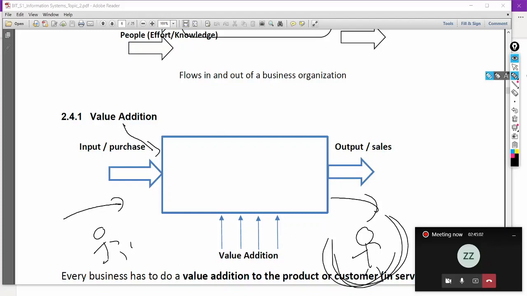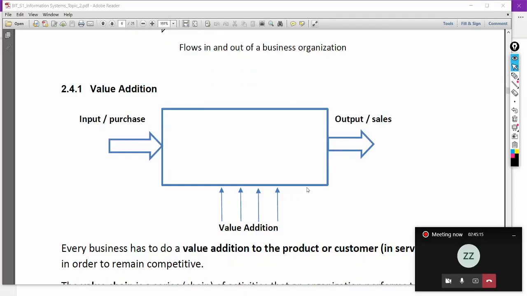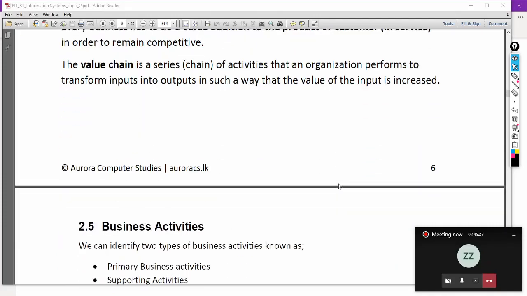Okay, so you can see that we are still trying to understand different aspects of business. We are looking at business from different angles because we are going to develop systems for business organizations. We are going to work for business organizations, as I told you. More than 90% of you, because more than 90% of people are either doing their own business or working for another business organization. Okay, right, value addition.